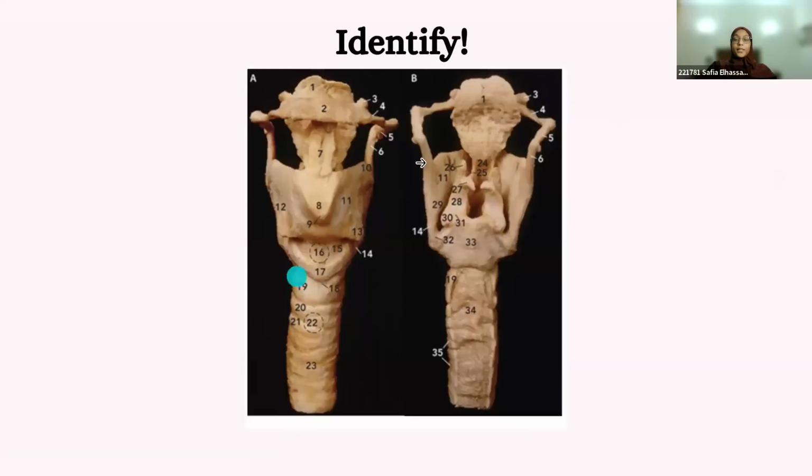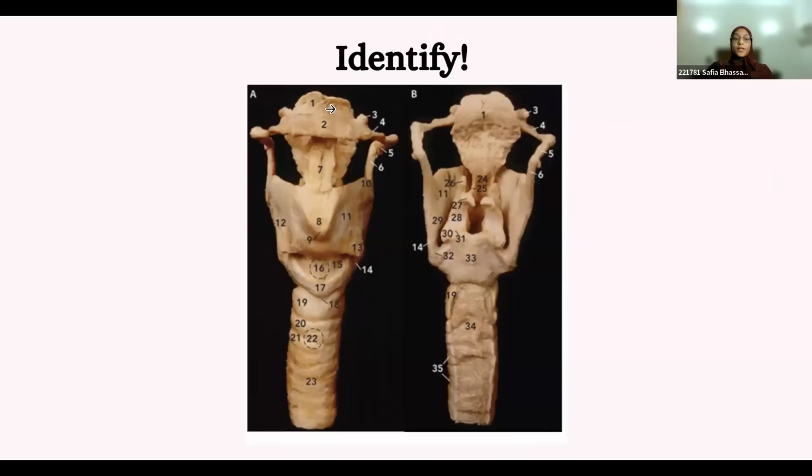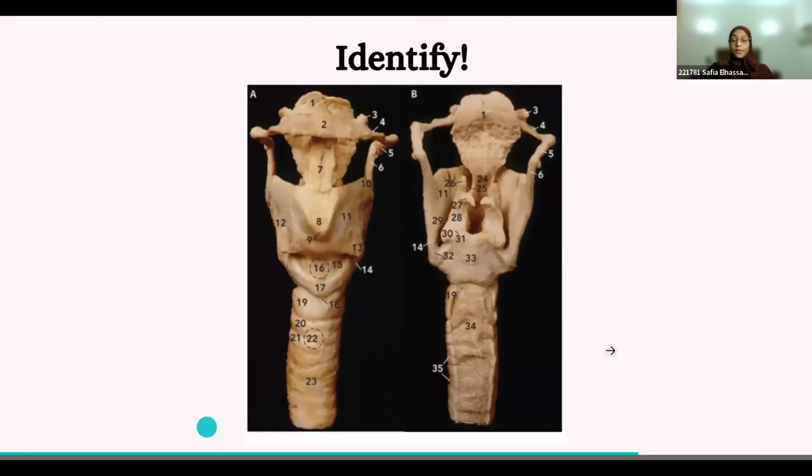All right, identify the structure and the level at which it bifurcates. Okay, so this is the trachea, and it bifurcates at the level of T4.